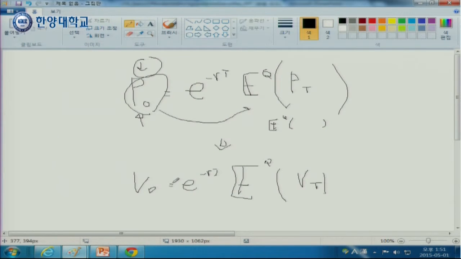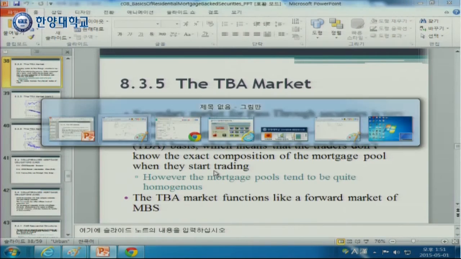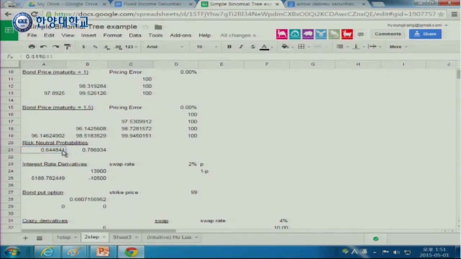And you shouldn't be confused: this risk neutral probability is not a real probability. Although we get a risk neutral probability here of 64%, and 6 months later 79%, it does not mean that interest is going up today with probability 64%. It says nothing like that. It is the probability of going up only in the particular risk neutral world, not the real world.